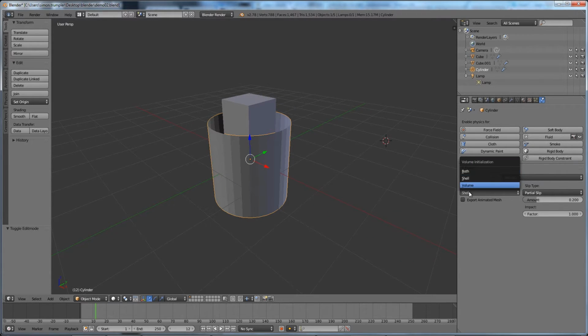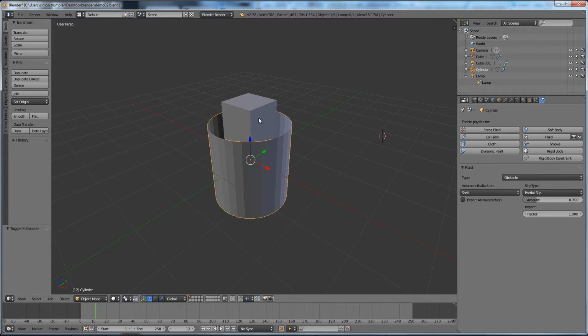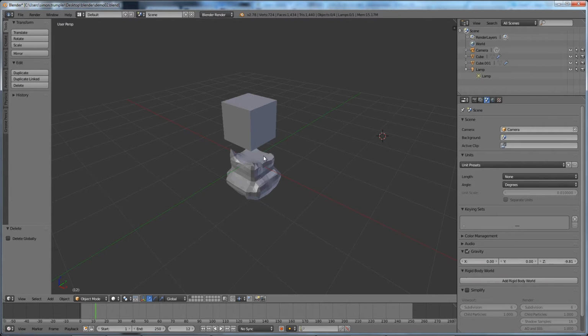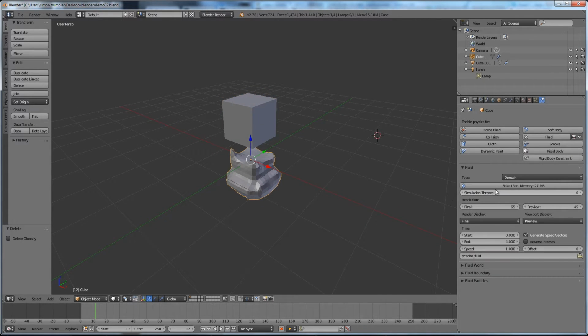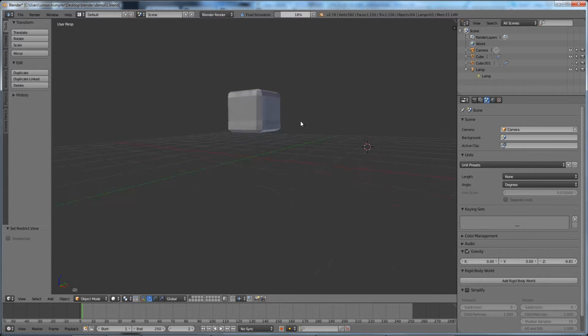The both type is better explained with that little cube. Let me delete the cylinder here. And here we have the cube, it's set to volume, and what this means, let me rerun the simulation here, like so, and hide the cube. We will see that the cube is full of liquid, right? It's just a liquid cube.